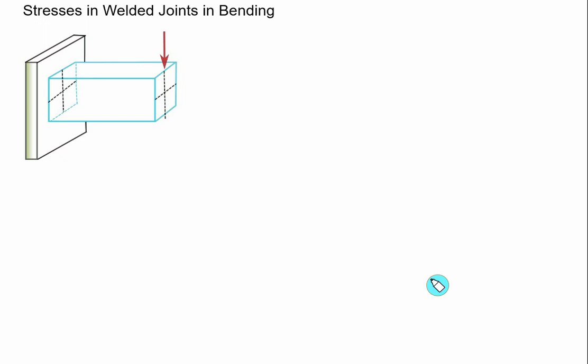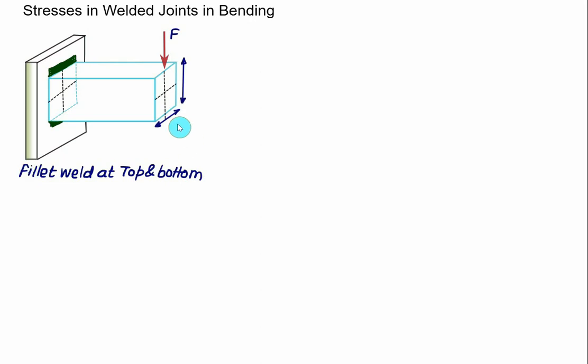The second case in the case of eccentric loading is the stresses in the welded joints in case of bending. So we have a force F acting on a cantilever which is welded to the gusset plate at the top and at the bottom. So we have a fillet weld at the top as well as at the bottom. Let's say the width is B and D is the depth of the cantilever.